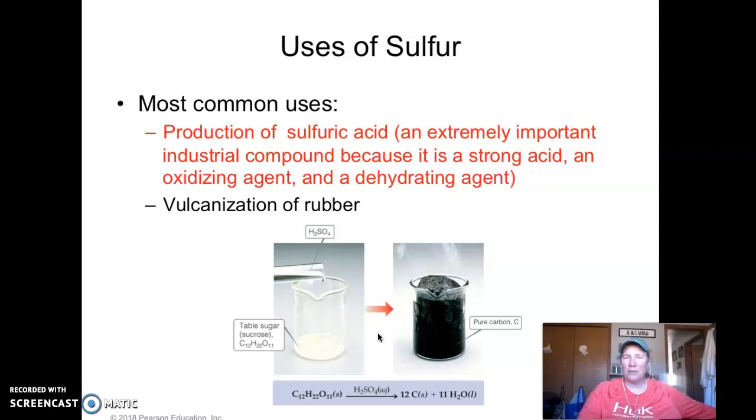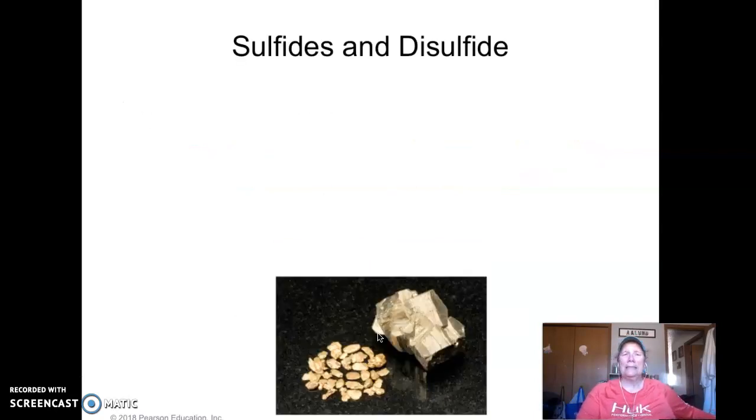If you've ever done this, I don't know if you've ever done it, but if you take table sugar and you add sulfuric acid to it, it dehydrates it to the point that it grows, kind of like in the summer when you light black snakes, you know how they grow up? It'll do that, but it stinks to high heaven because sulfur gas is awful, sewer gas.